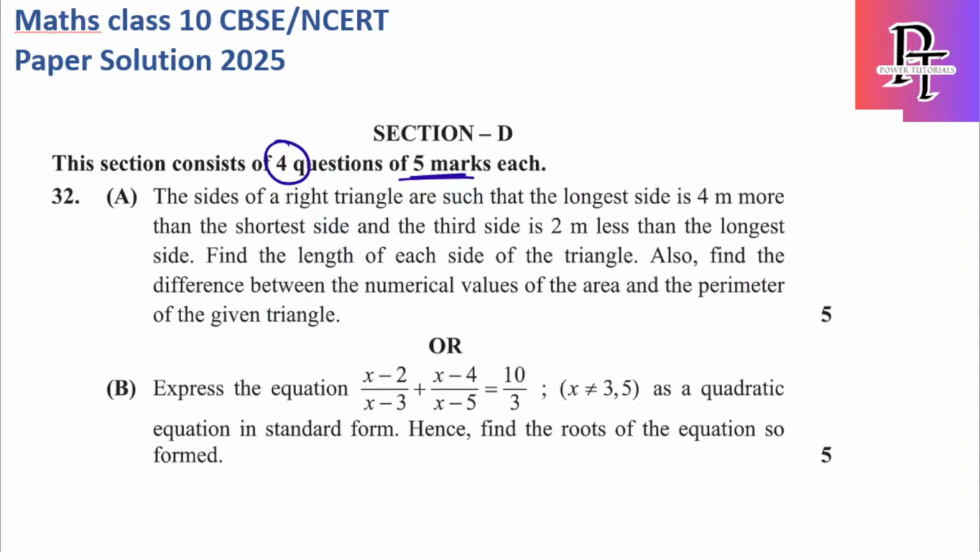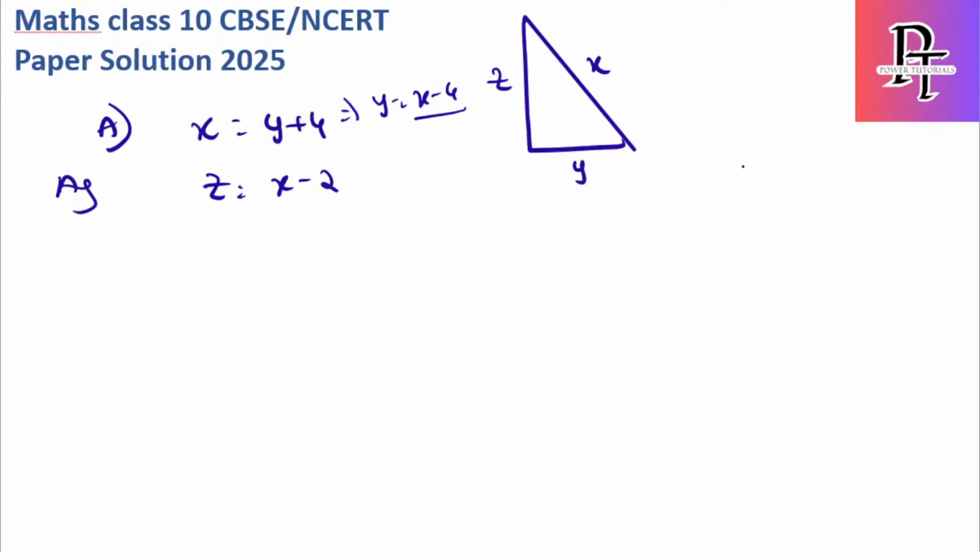Let's see the next condition. Find the length. Also find the difference between the numerical values of the area and the perimeter of the given triangle. So they are also asking to find area minus perimeter. It's not only about the sides, we also need to find area minus perimeter. So let's find sides first.